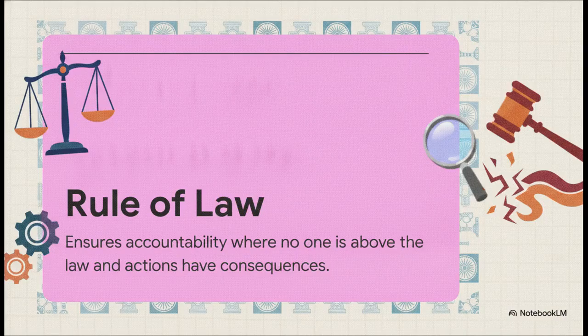That is exactly what a constitution does. It establishes the rule of law. Honestly, it's arguably humanity's greatest invention to prevent exploitation and enforce accountability. It guarantees that absolutely no one is above the law, and that actions actually have consequences. It's what transforms us from a chaotic group of people into a functioning, civilized society.